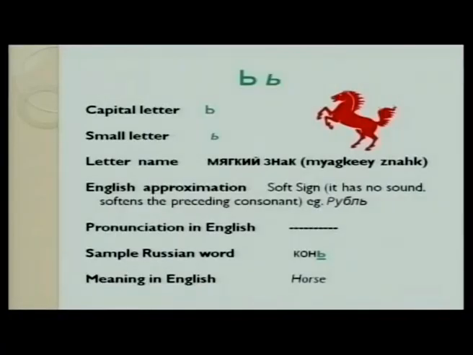Let us go to the next letter, myakky znak. This is the second or the last sign of the Russian alphabet. It also does not have any pronunciation, but let us understand what role it plays. Soft sign, since it has no sound, helps in softening the preceding consonant. I will give an example to make it clear. The word is ruble. So, it adds softness to the sound of the preceding consonant. I will give an example in Russian, kon, which means horse or stallion. You also have another word for horse in Russian, that is loshad, but that is used for mare. We will be learning such more words in coming lessons.